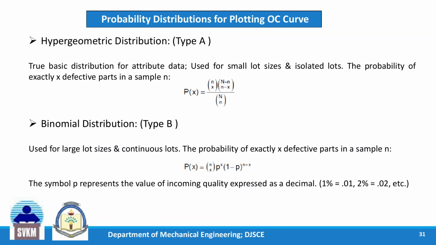The symbol p here represents the value of incoming quality expressed as a decimal or fraction defective. This p is the incoming lot quality, or fraction defective. This is a small p, and this is a capital P here. The capital P is the probability, and this small p is the fraction defective.